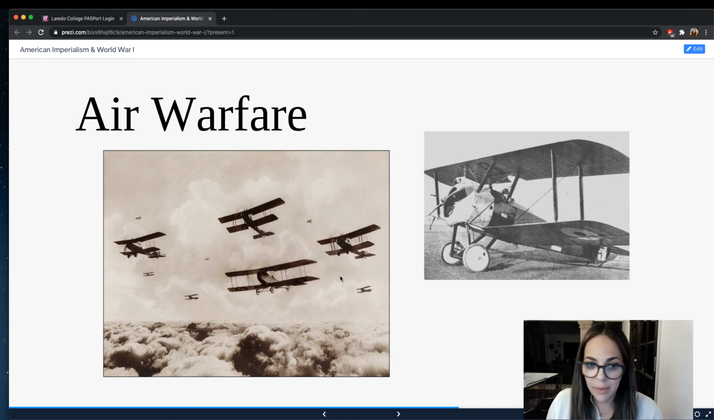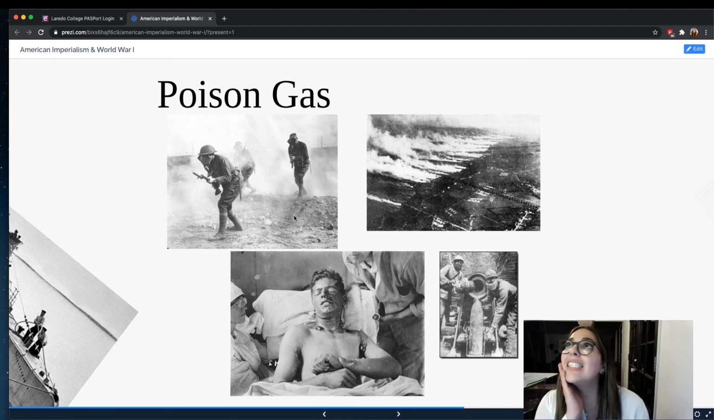Air warfare is going to become a thing as well. But look, they're biplanes, right? It's really early stuff. Poison gases is another one. Germans are going to use this first, and then they're going to start to build these rudimentary gas masks to protect each other from it. Once everybody's got those masks on, then the gas is going to be pretty much ineffective. But if it got you, the effects were just deadly.